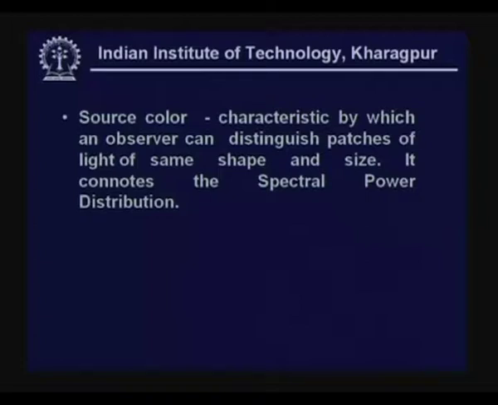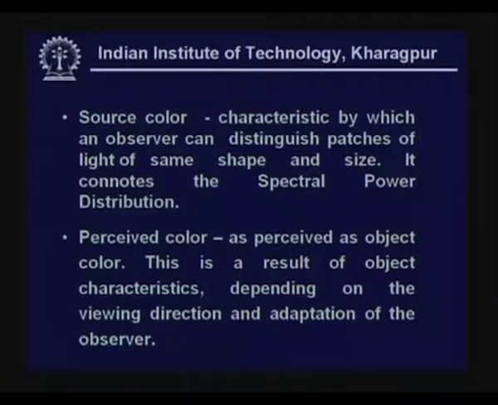So, the source color characteristic by which an observer can distinguish patches of light of the same shape and size is what we call the spectral power distribution. The source color is the light radiated from the source, which is often talked about in terms of the spectral power distribution. This is nothing but the ability of an observer to distinguish light of the same shape and size.